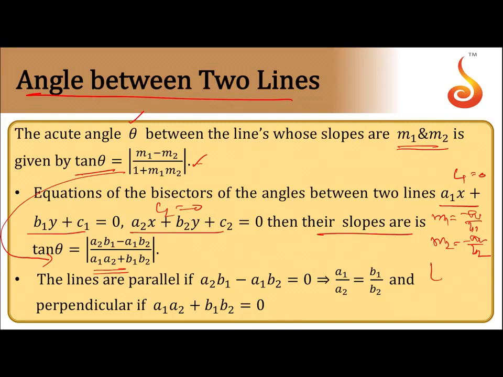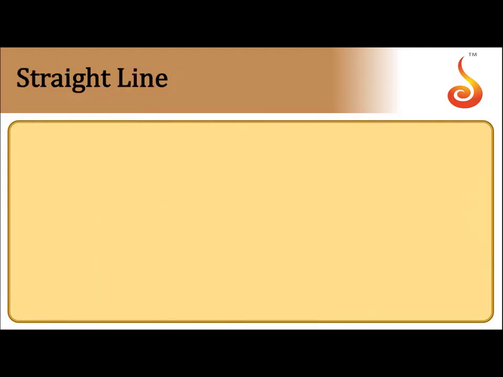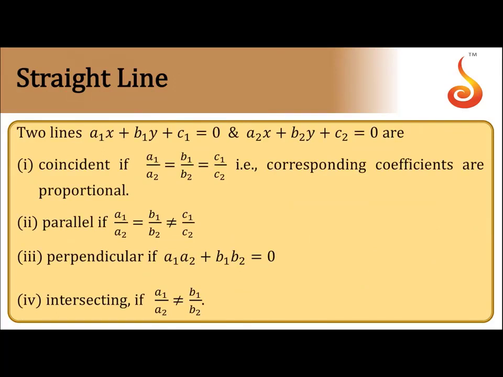And now what is the condition for the lines to be parallel? When L1 is parallel to L2, the condition is a1 by a2 equals b1 by b2. We know the slopes are equal, so m1 is equal to m2. That gives you the condition a1 by a2 equals b1 by b2. And when the two lines are perpendicular, you know m1 m2 is equal to minus 1. That simplifies to a1 a2 plus b1 b2 is equal to 0.